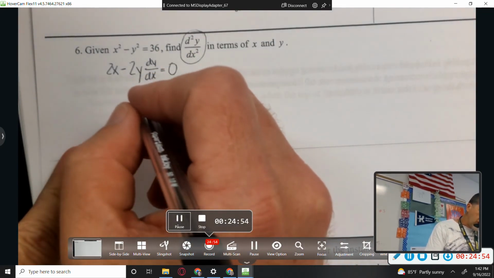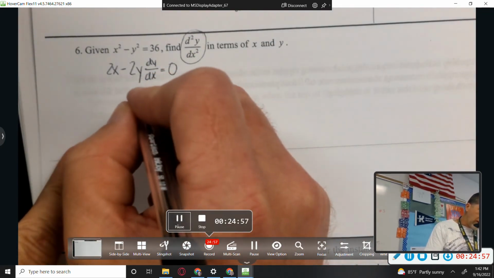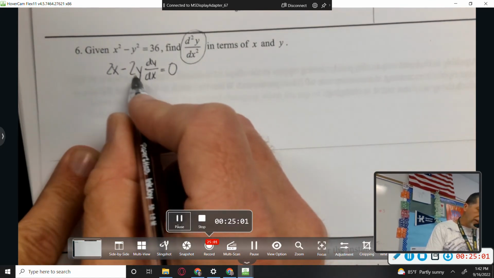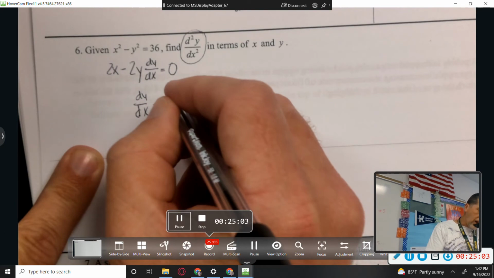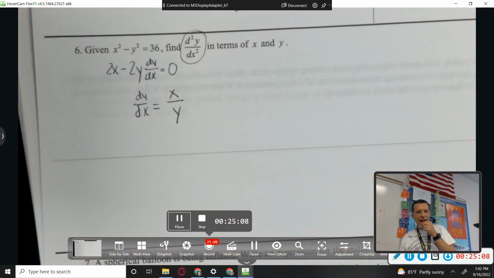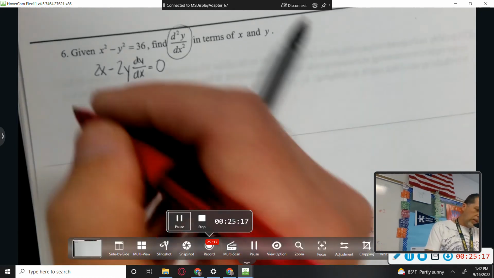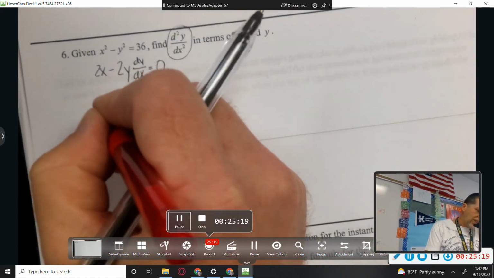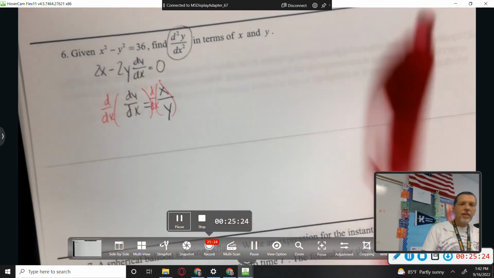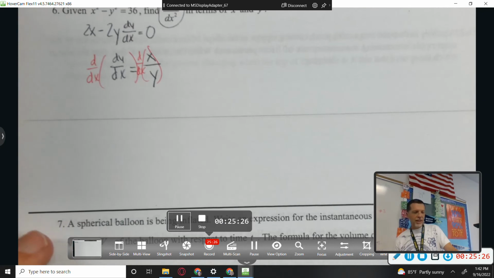So if I subtract the 2x over, and then divide by negative 2y, I think I'm going to get x over y. All kinds of skipped algebra steps there. So now let's do it again. Take a derivative again, and since we're doing a derivative again, we're going to get the second derivative.